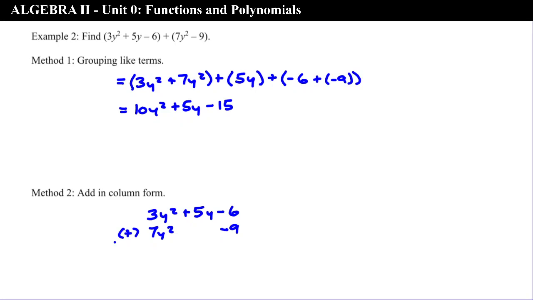And then we're going to add these. 3y squared plus 7y squared gives us 10y squared. And then we've got 5y added to nothing, so it's just 5y, and then minus 15. So two ways to get to the same answer.